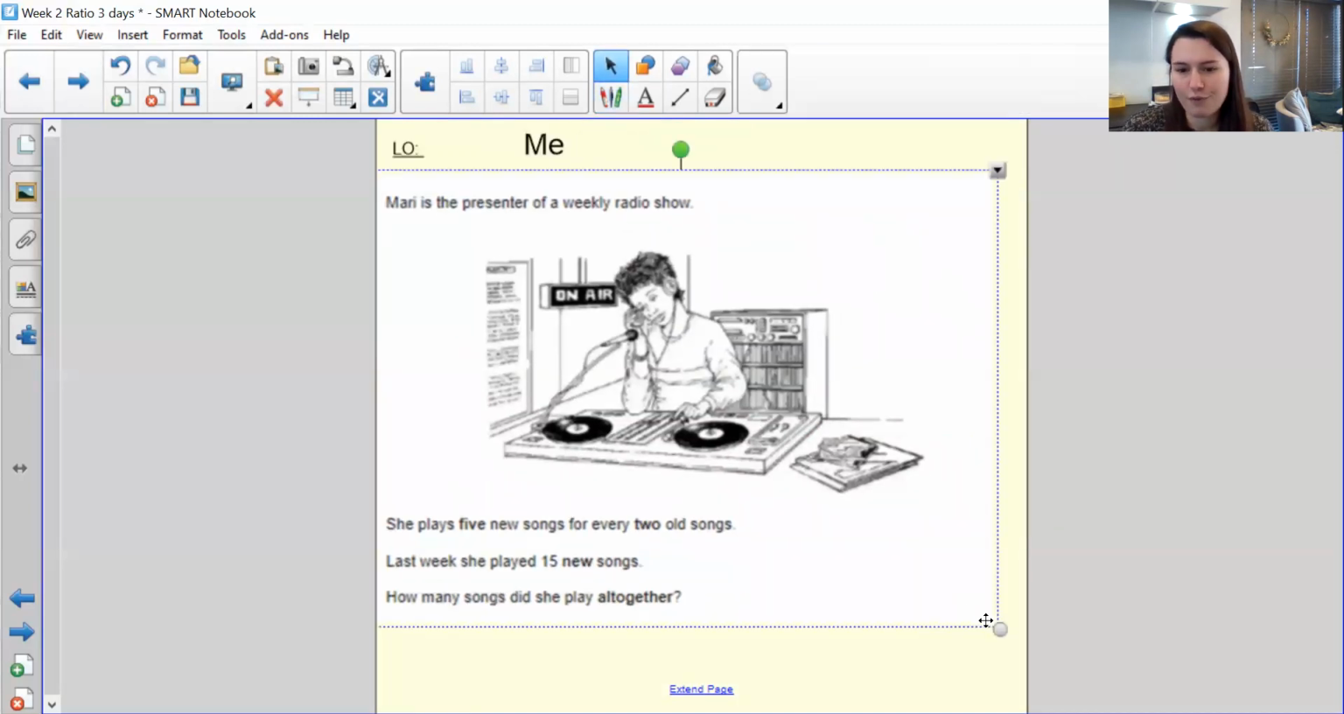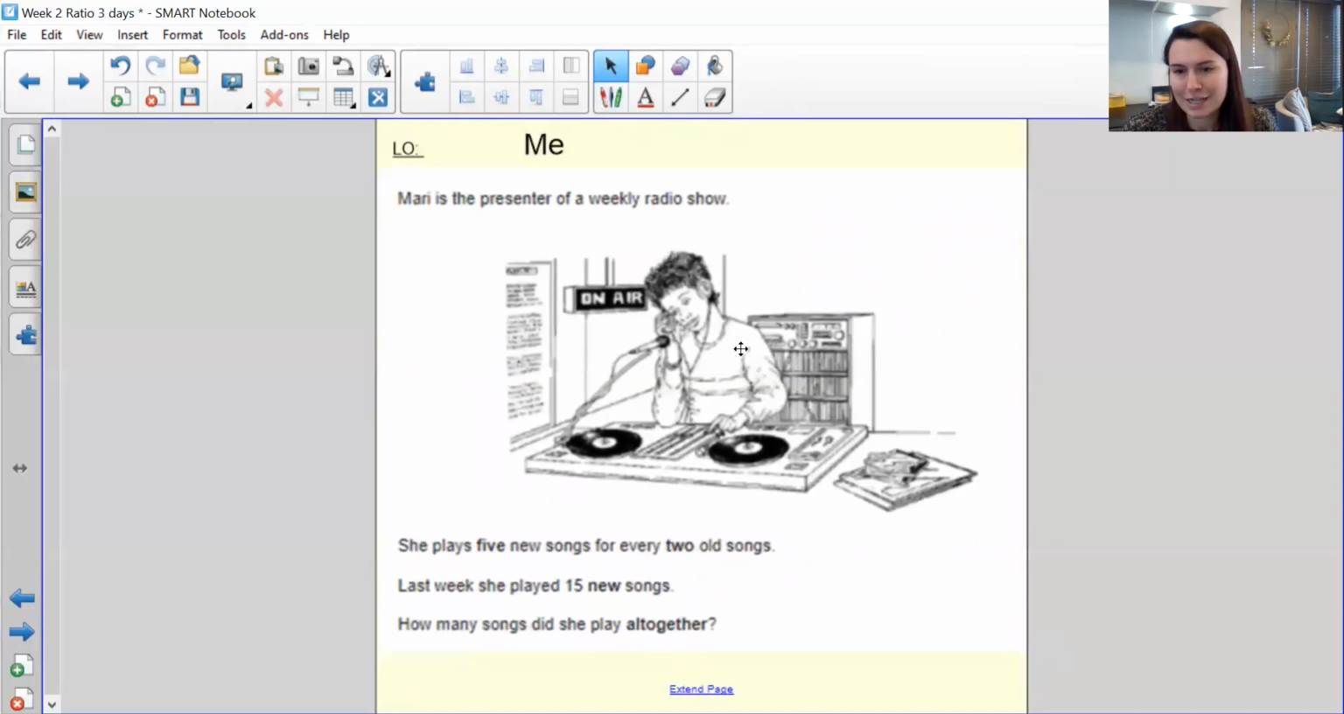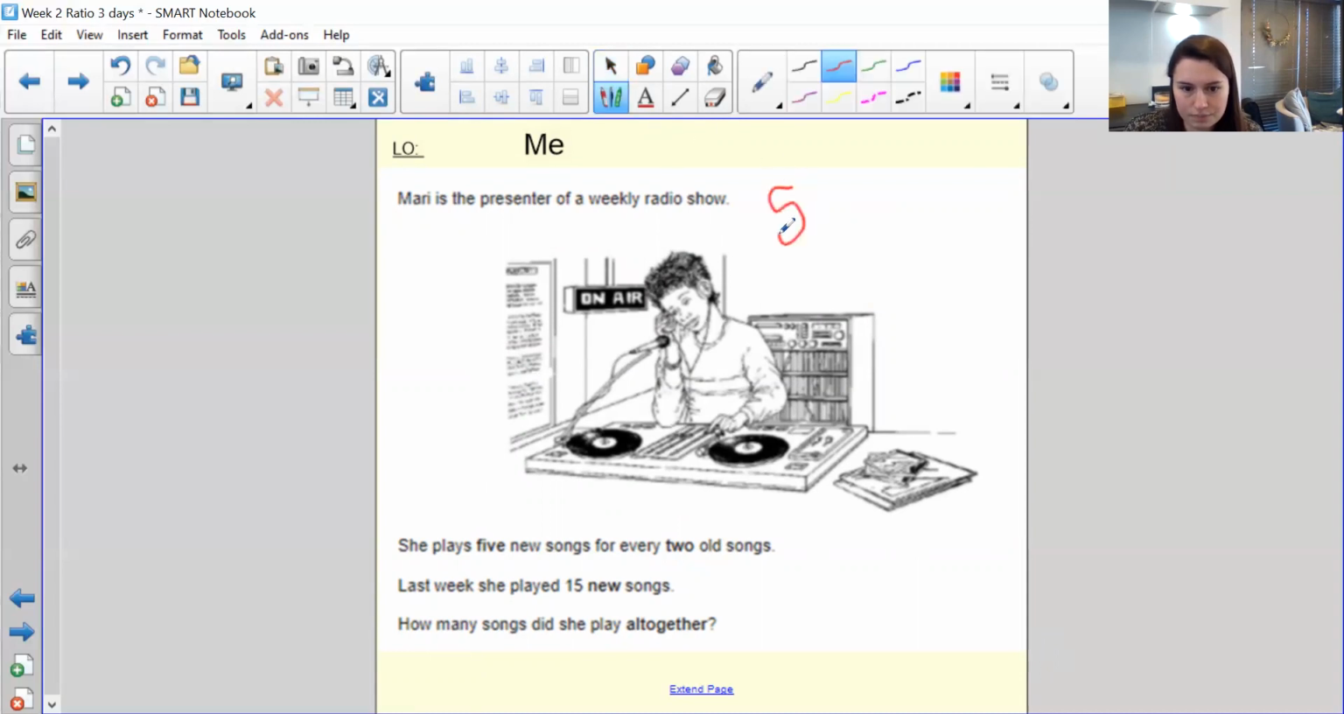We're going to be going through a range of questions today, all about different areas of ratio that we have looked at. So I'm going to show you this one, and then you'll have an opportunity to have a go at a few before you go on to do your quiz. So Mary is the presenter of a weekly radio show. She plays 5 new songs for every 2 old songs. I'm going to label those new and old. Last week, she played 15 new songs. I'm going to put that on that side. How many songs did she play all together?